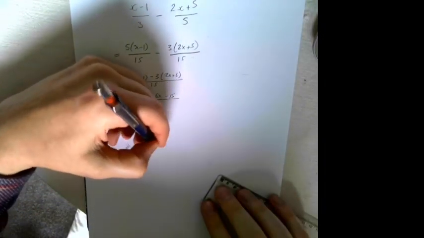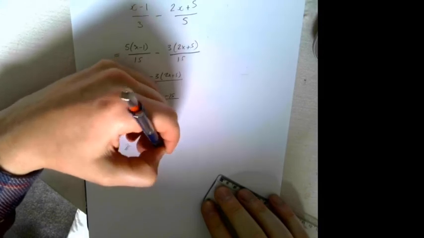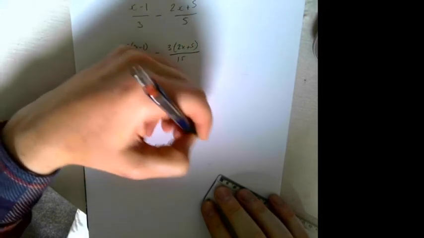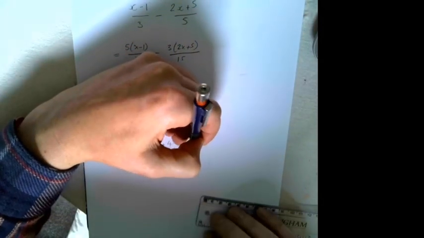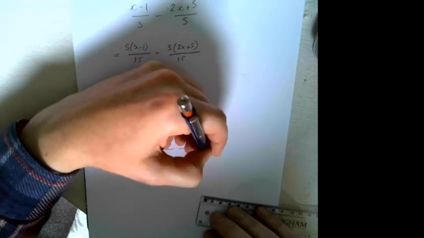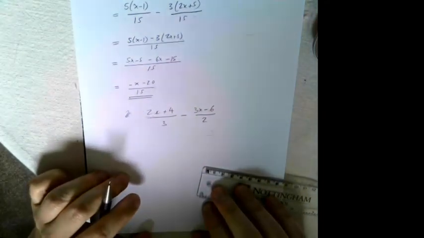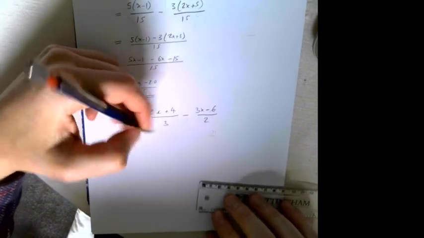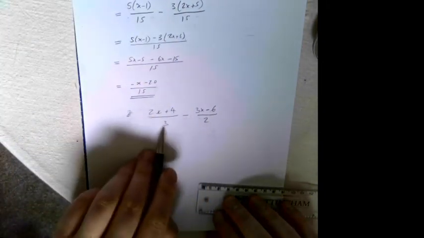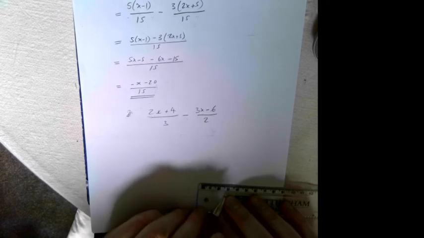What about 2x plus 4 over 3 minus 3x minus 6 over 2. Pause the video, have a go at that, and then watch my solution. So last question here, and let's have a go. We're going to need a common denominator, and that common denominator you might have spotted is going to be 6, as that's the lowest common multiple of our 3 and 2.